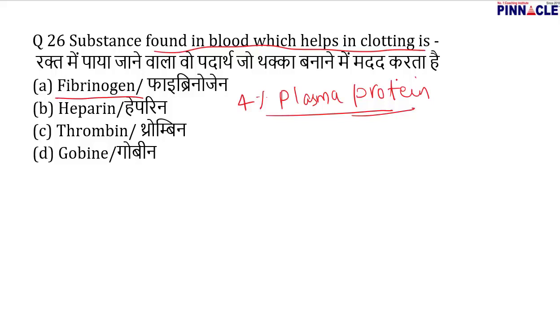And when clotting takes place, this fibrinogen gets converted into fibrin. So if anybody asks you what is the clotting factor which is present in blood, then that clotting factor is fibrinogen, and it gets converted into fibrin on clotting. Okay, so for question number 26, A fibrinogen is the correct option.